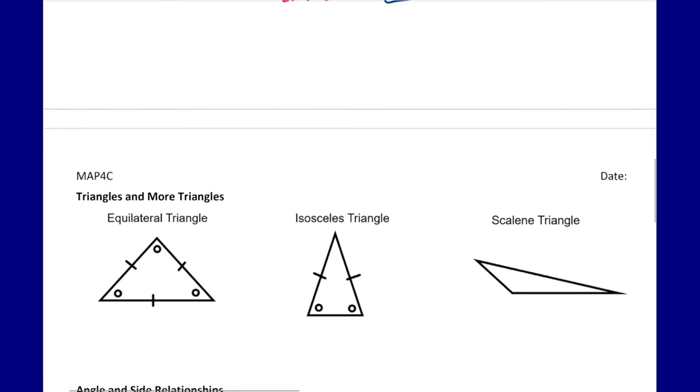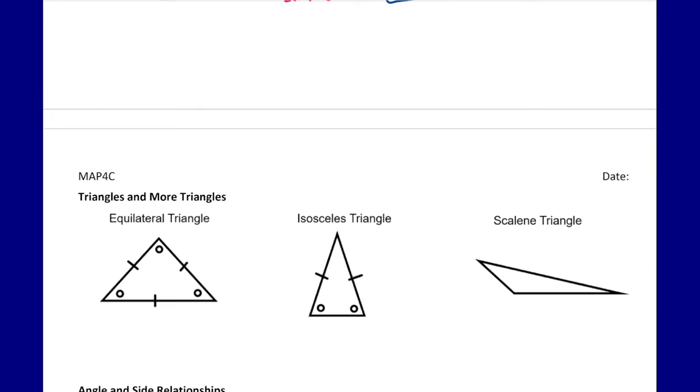Looking at some other triangles, right? Again, just looking at some definitions of some specific triangles. Equilateral triangle, all the sides are equal. We see that by the dashes, and all the angles are equal. All sides are equal. All angles are equal.